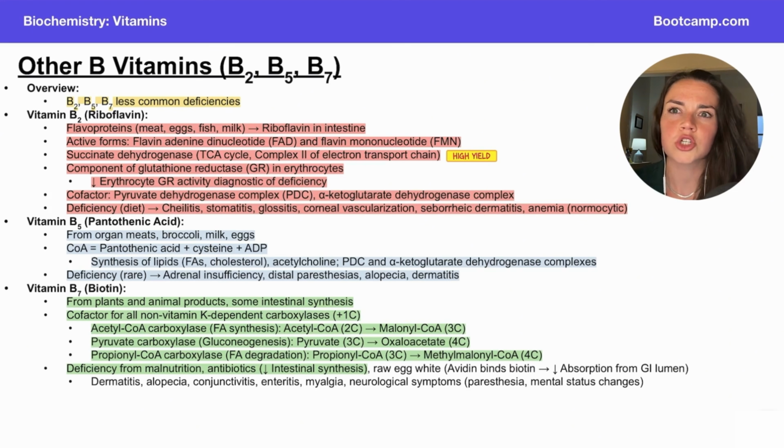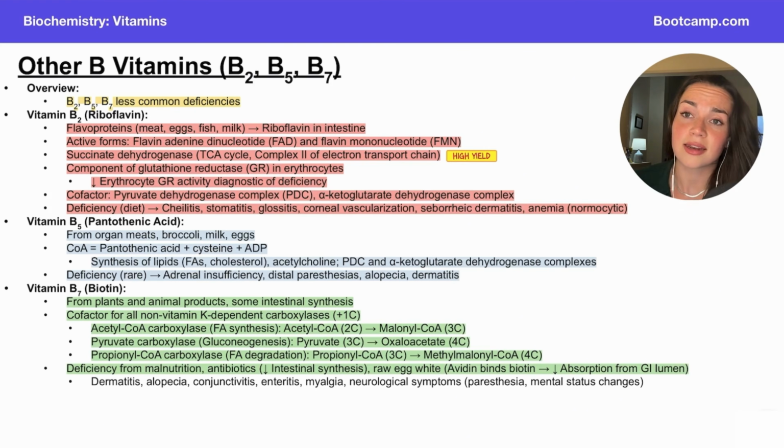And then one bizarre trivia fact for you to know, maybe not so much because it will show up on the STEP exam, but because attendings seem to love it as a trivia question, is that raw egg white can cause a biotin deficiency. And this is because avidin, which is a component of the raw egg white, can bind the biotin and decrease its absorption from the GI lumen.